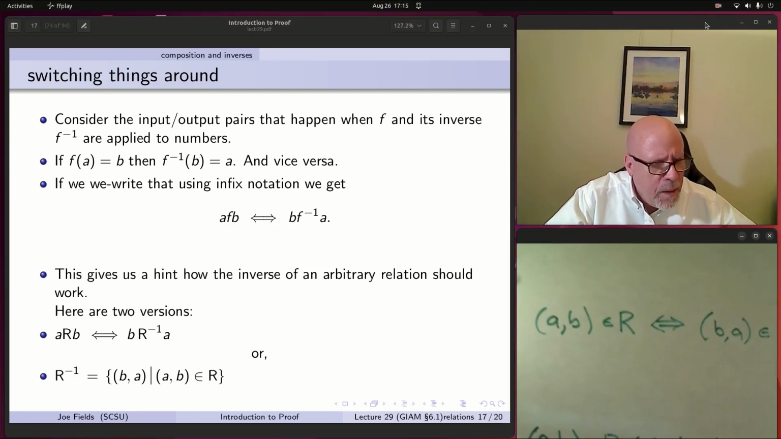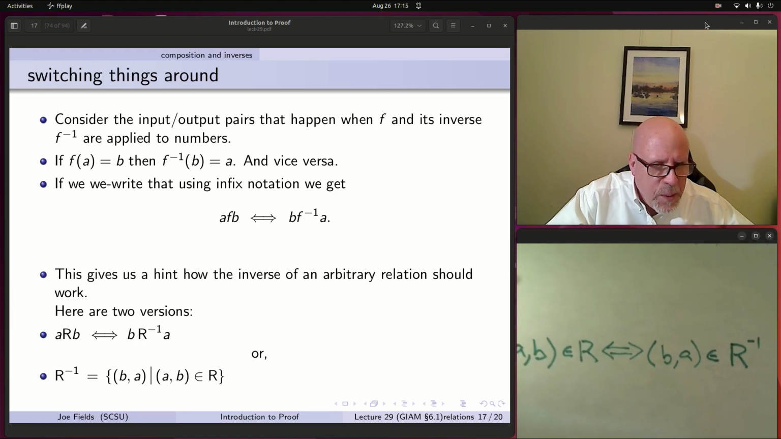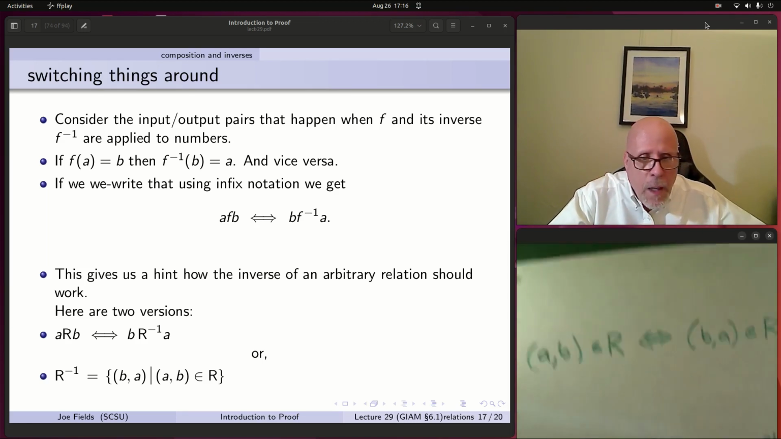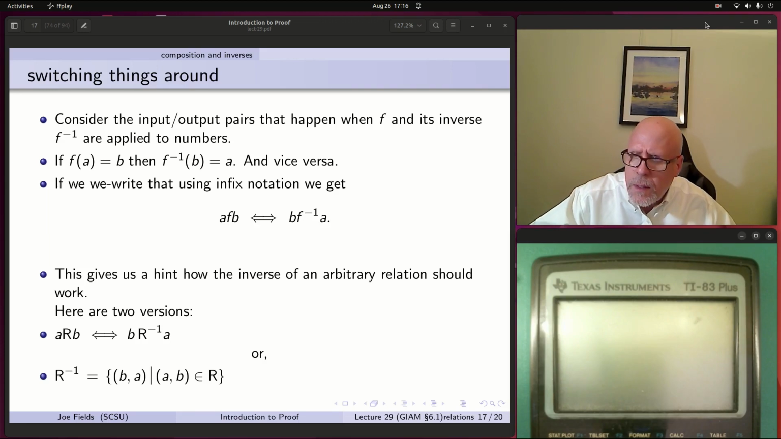Kind of felt like it was cheaty for me to just say that last bit. So here it is written out. I can barely fit it on the screen, but the pair AB is in the relation if and only if the pair BA, with the terms swapped, is in the inverse of the relation. Okay. All right, what's our next slide?